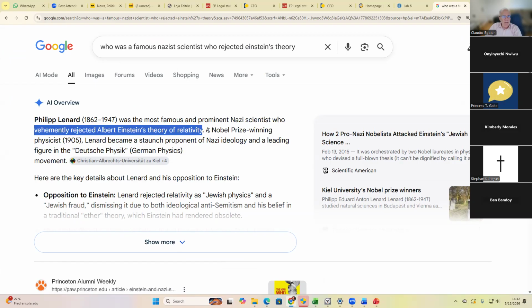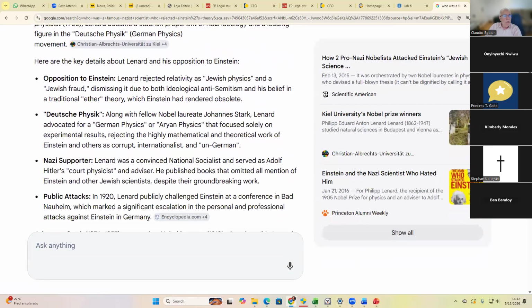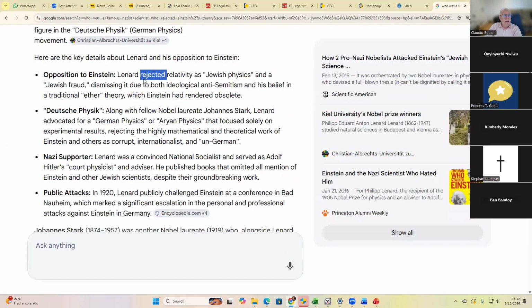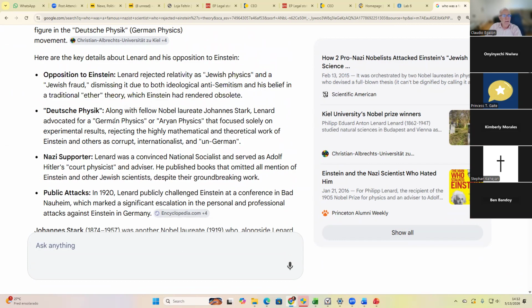He was a Nobel Prize winner, and he won the Nobel Prize for the same work that Einstein won. Okay, opposition to Einstein: Leonard rejected relativity as Jewish physics and a Jewish fraud, dismissing it due to both ideological anti-Semitism and his belief in a traditional ether theory. So Leonard himself believed in the traditional ether theory, which Einstein had rendered obsolete.